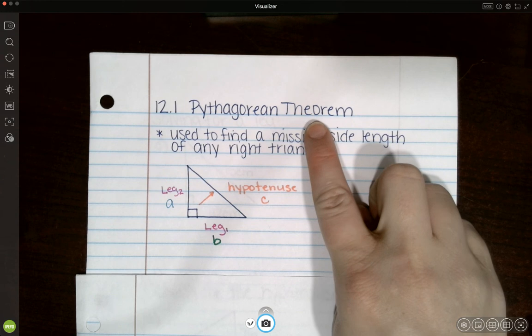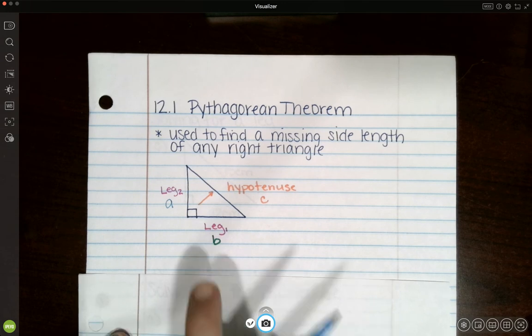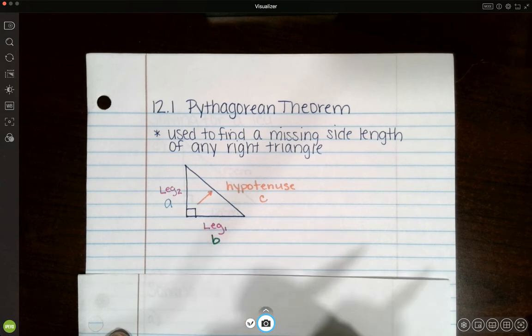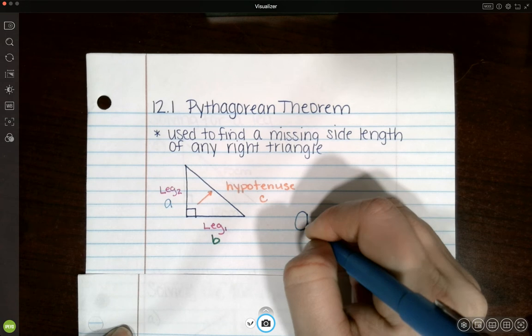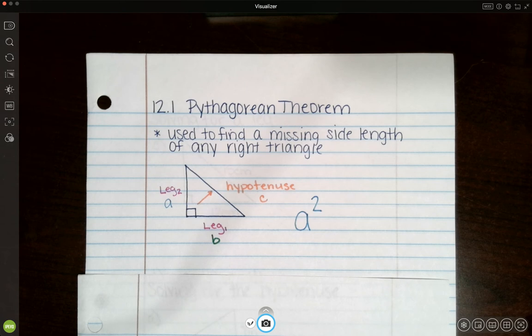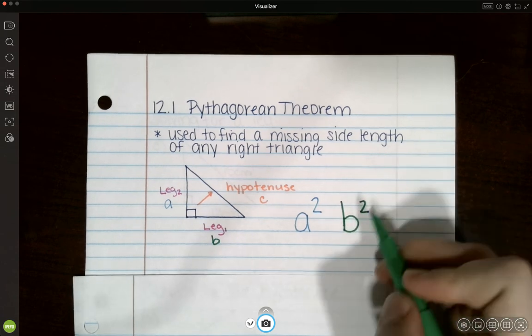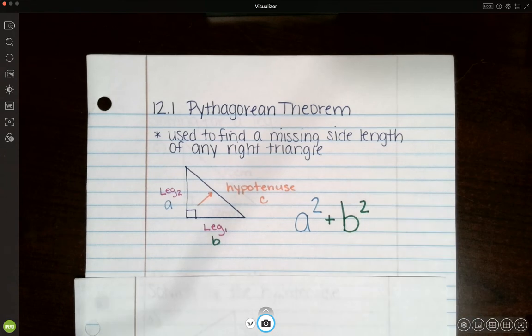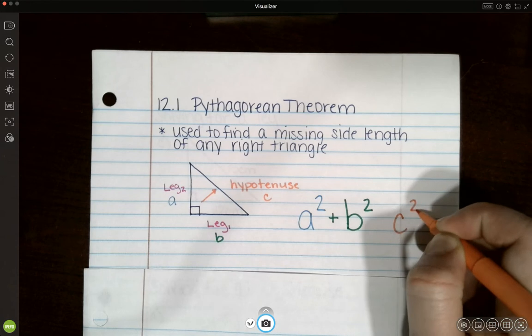Okay, once we know the sections of this, now we're going to be dealing with a theorem. A theorem is a formula. It's the guide. It's the piece that we plug into. So we need to note that Pythagoras created this and he said any triangle that is a right triangle, this will be true. If you take one of the legs and you square it, and you take the other leg and you square it, and you add those two pieces together, you're going to create the hypotenuse squared.